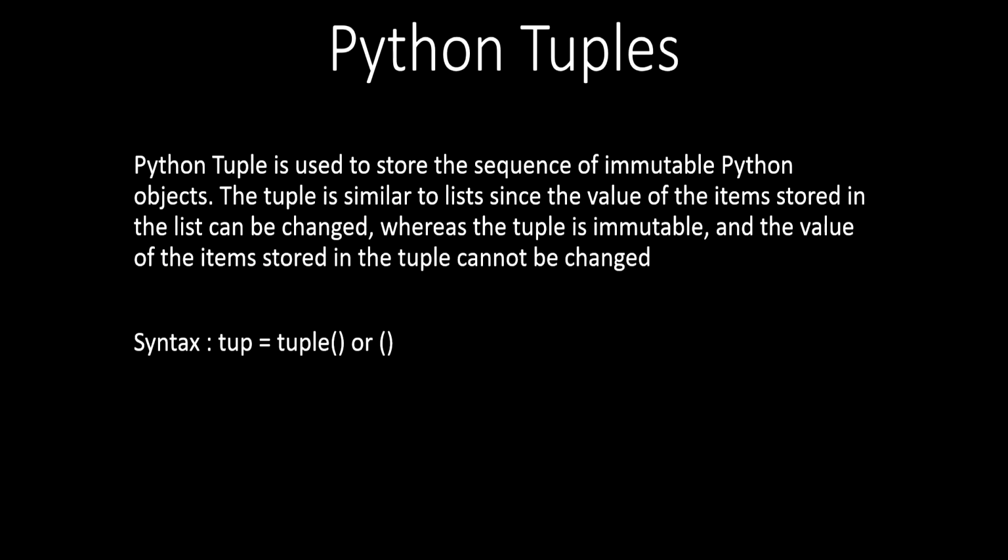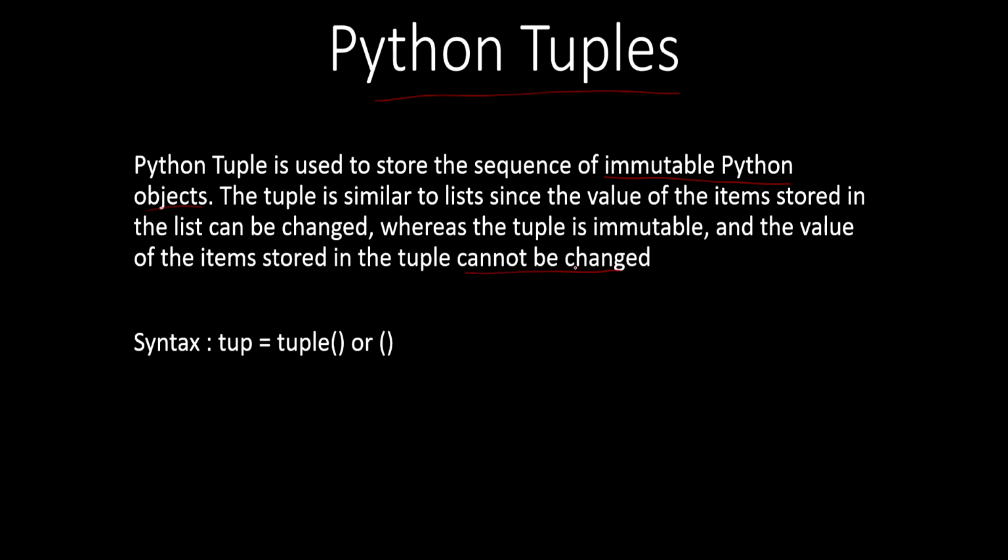In this lecture, we will see tuple in Python. What is a tuple? In Python, a tuple is used to store a sequence of immutable elements. A tuple is similar to a list, but the values of items stored in a list can be changed, whereas a tuple is immutable, and the values stored in the tuple cannot be changed.